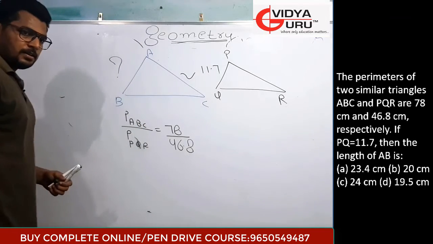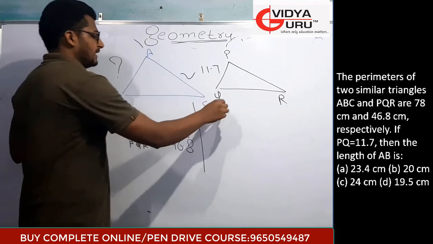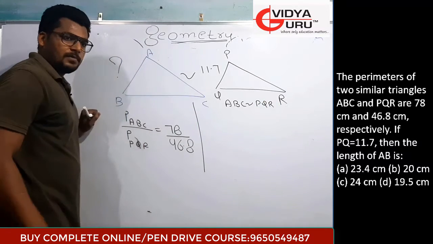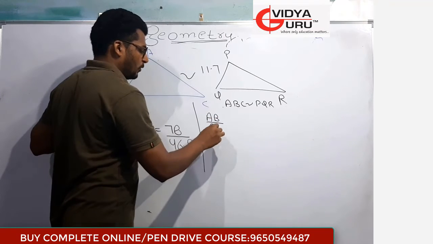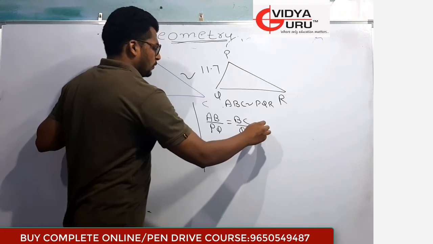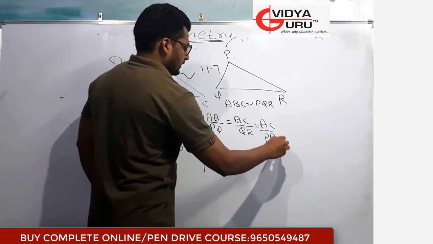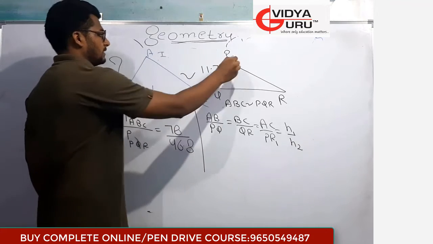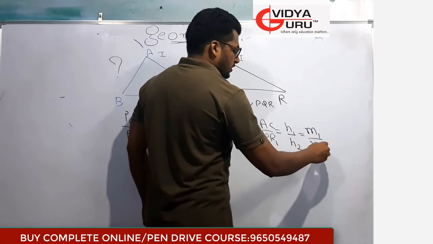If two triangles are similar, I will tell you how many things are in proportion. If ABC is similar to PQR, then all the sides will be in proportion. That means AB upon PQ equals BC upon QR equals AC upon PR. Their heights will also be in proportion, height 1 upon height 2. Their medians will also be in proportion.